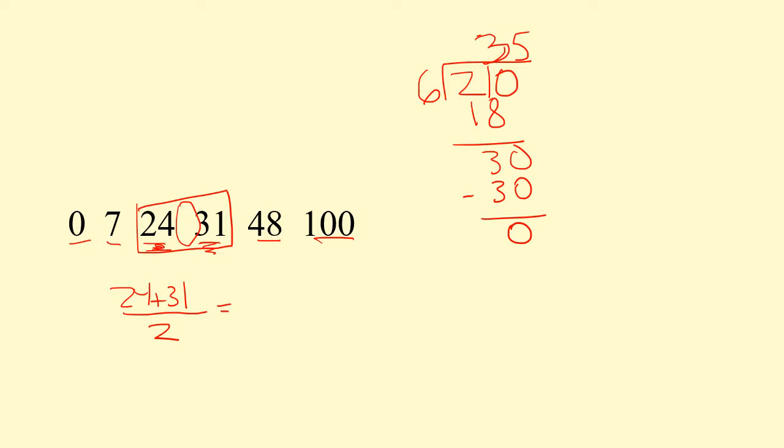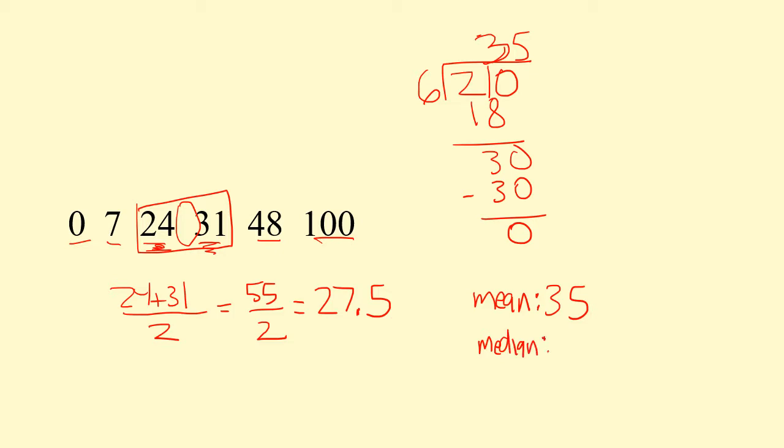So 24 plus 31 is 55. And 55 divided by 2 is 27.5. So we would say for this new group that the mean is $35 and the median is $27.50.